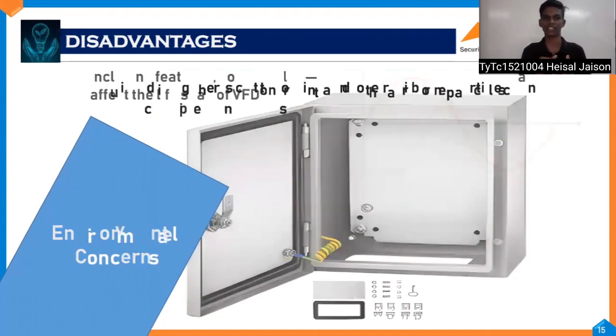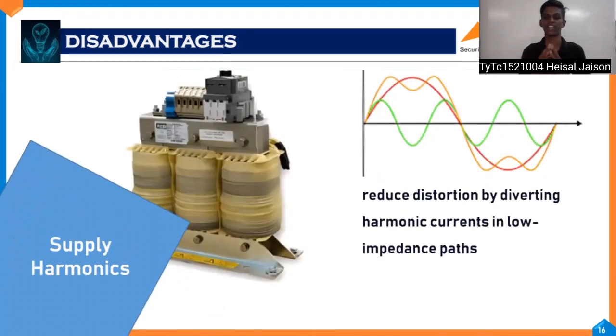Then the last and main disadvantage of the VFD is that it needs to handle supply harmonics. First of all, what are harmonics? Harmonics are distortion in the input waveform. For example, in the second picture below, it is a sine waveform and there is a distortion in that waveform. It means the waveform is not a pure sine waveform.